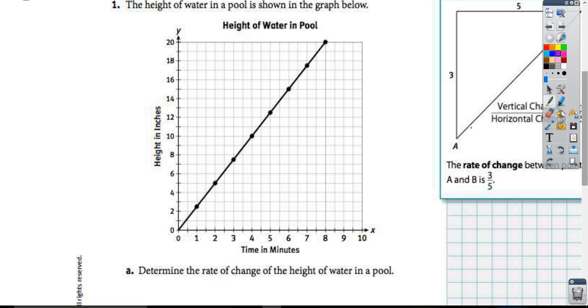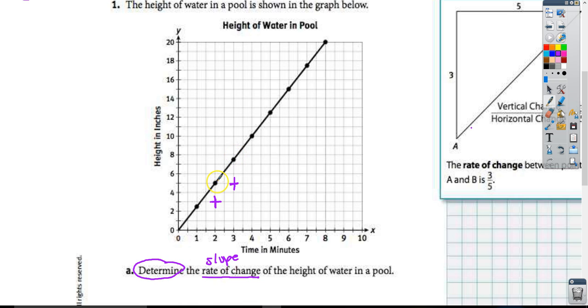Okay, the height of water in a pool is shown in the graph below. There it is. Determine the rate of change. So for marking up our text here, determine the rate of change of the height of water in a pool. Okay, when we pick points for our rate of change, we always want to pick 2. And again, rate of change is the same as slope. And the 2 that we want to pick are going to be on this little crisscross. Any of the crisscrosses. We don't want one in the middle. So what I mean by that is this right here, it's not in the middle of a crisscross. It's just randomly floating. Same with this one.